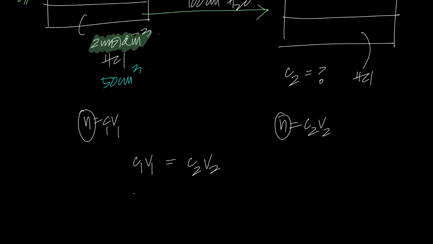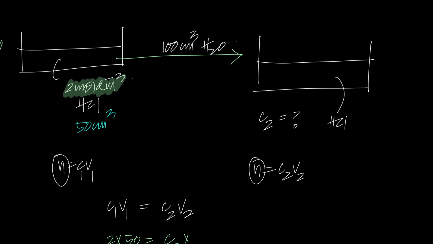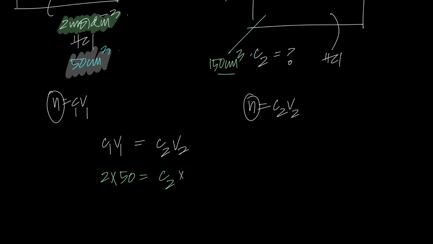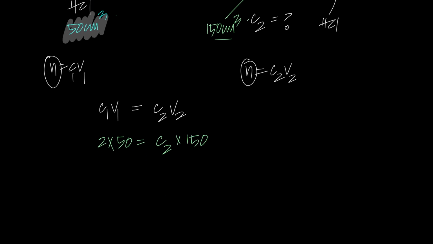So what is C1? It's 2. What is V1? It's 50. Concentration 2. Volume 2. What is volume 2? It's not 100. Please, it's not 100. It's the total volume. 100 plus 50. It's the final volume of this solution, which is 150 cm cube. Not 100. So it's 150. C2 equals 2 times 50 divided by 150. What do we get, sir? Hanji?